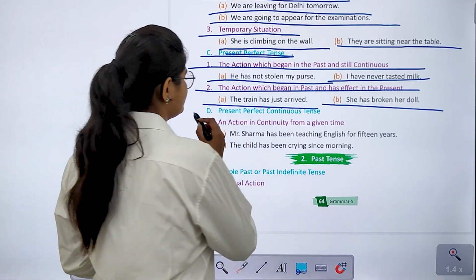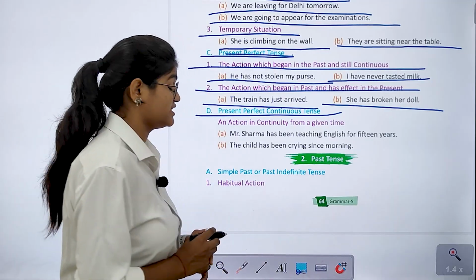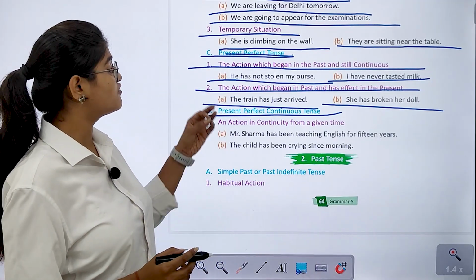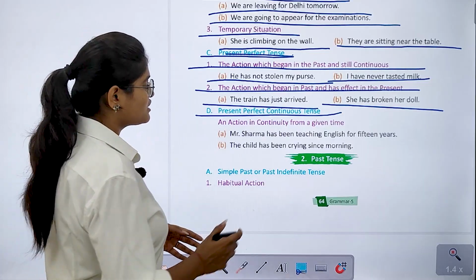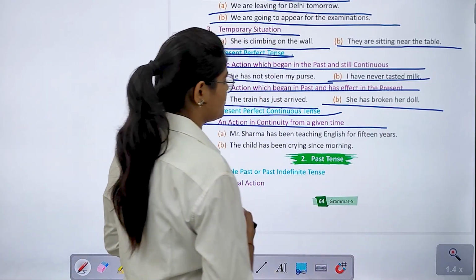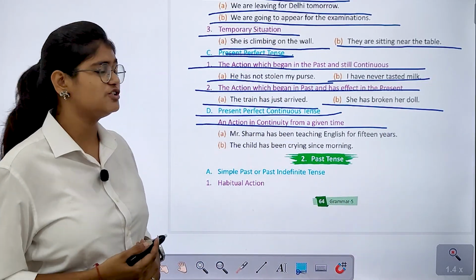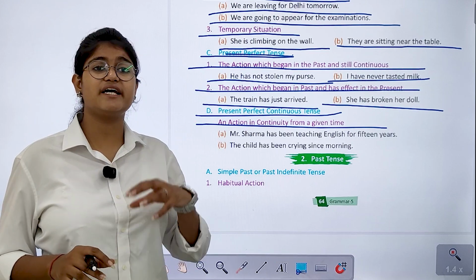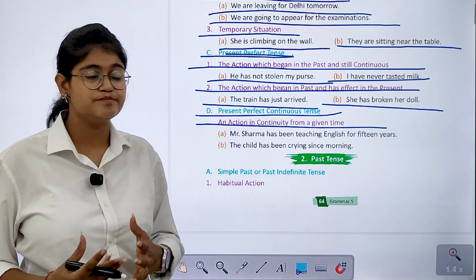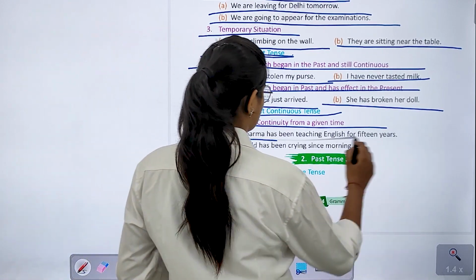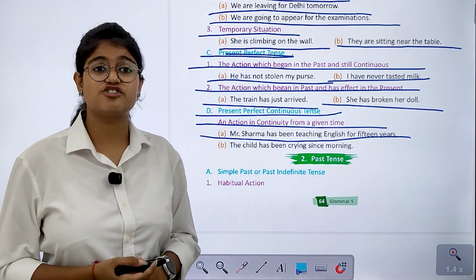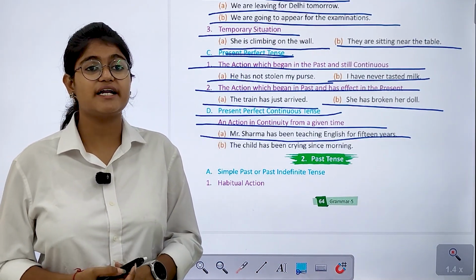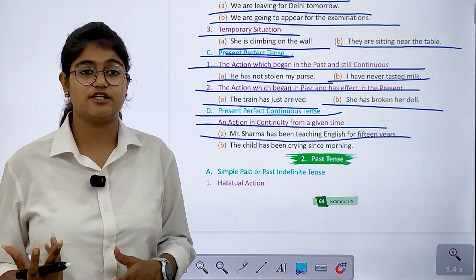After that, the next is present perfect continuous tense. Now it is the mix-up of perfect as well as the continuous tense. So an action in continuity from a given time, कि कोई भी action जो अभी भी चल रहा हो हमारे given time के बाद भी, right? जैसे कि Mr. Sharma has been teaching English for 15 years, कि मिस्टर शर्मा जो है वो इंग्लिश पढ़ा रहे हैं लास्ट 15 सालों से.